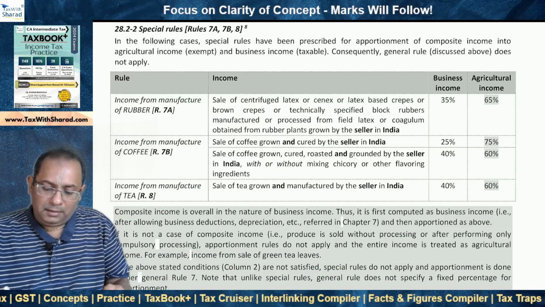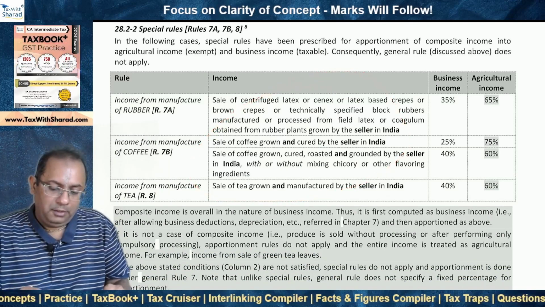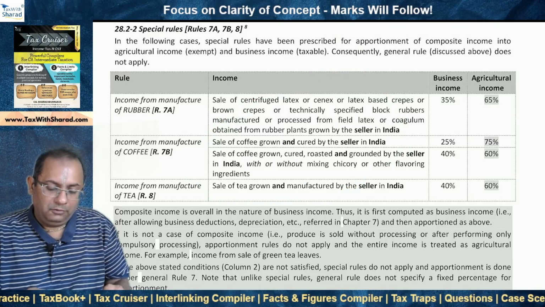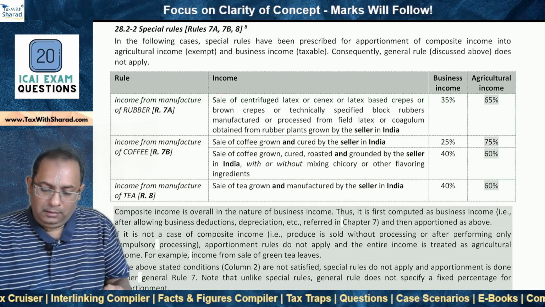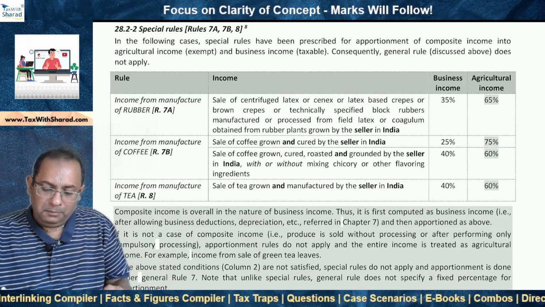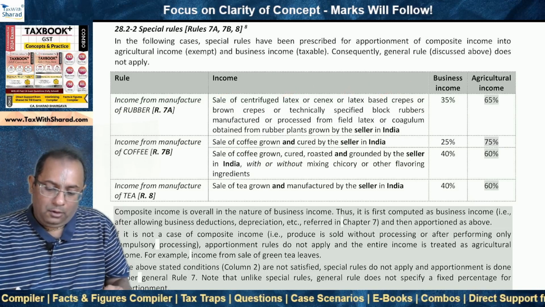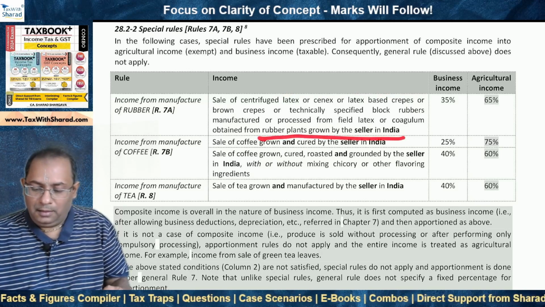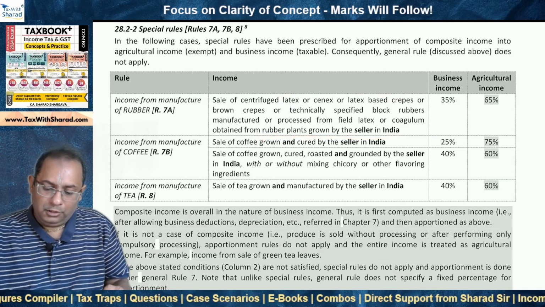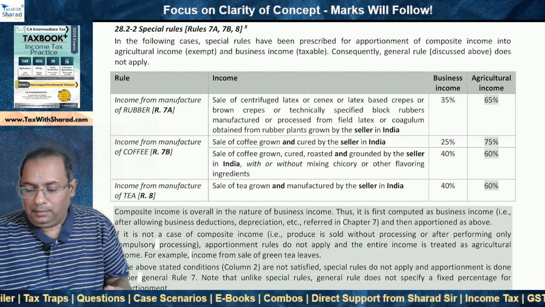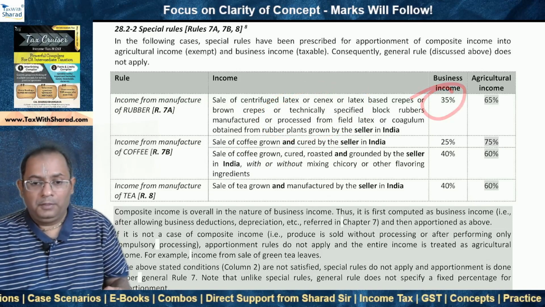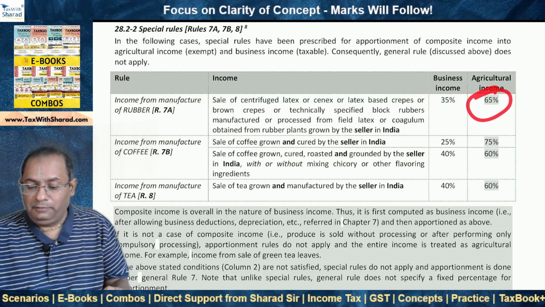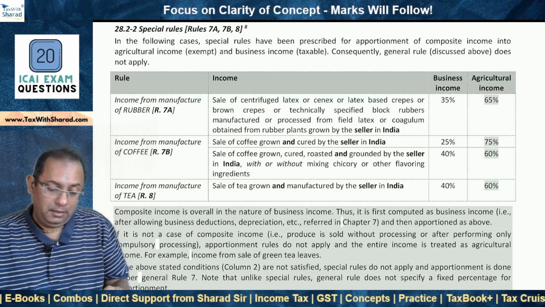And there are certain conditions that need to be fulfilled. For example, in the case of income from manufacture of rubber, sale of these items which are mentioned, obtained from rubber plants grown by the seller in India. So this is what is being sold, and then the income which arises is the composite income, and 35% will be the taxable business income, and 65% will be the exempt agricultural income.